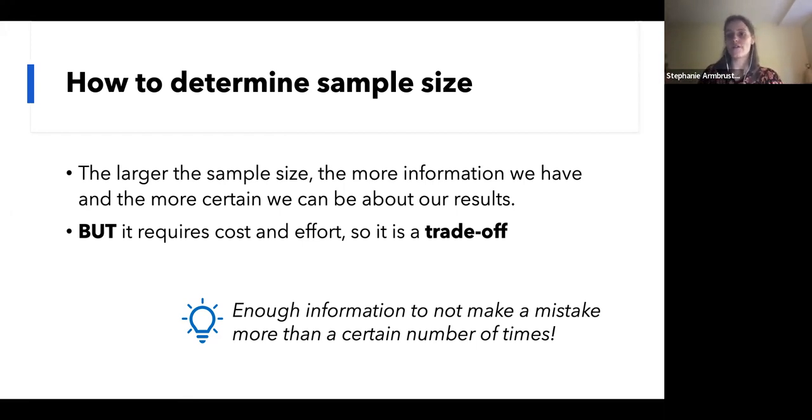So there's always a trade-off, right? I need to find a sample size that is large enough for me to make substantial claims and do proper statistical analysis. But on the other hand, I work within a tight budget, and I need to find something that has to be big enough, but not larger, because I don't have money to spare very often, or I don't have time to spare, or whatever it is. So in the end, we just need enough information to not make mistakes more than a certain number of times. That's how we define this.